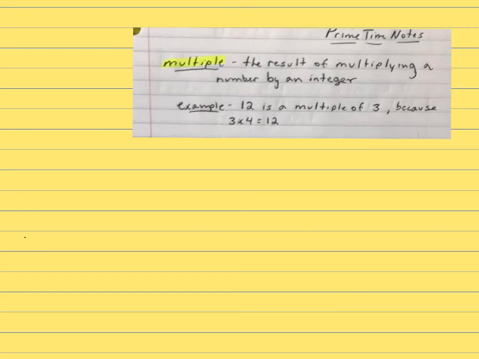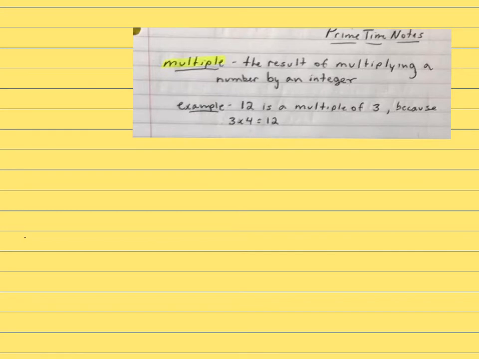What is a multiple? A multiple is any number that you get as the result of multiplying a number by an integer. What does that mean? That sounds kind of confusing. Well, the example I have here in our notes is 12 is a multiple of 3. 12 is a multiple of 3 because 3 times 4 gives us 12.